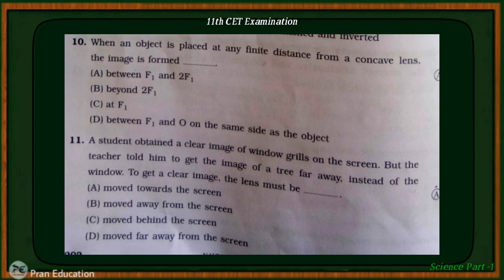11. A student obtained a clear image of window grills on the screen, but the teacher told him to get the image of a tree far away instead of the window. To get a clear image, the lens must be dash. Options: A moved toward the screen, B moved away from the screen, C moved behind the screen, and D moved far away from the screen. The correct option is option A, moved toward the screen.